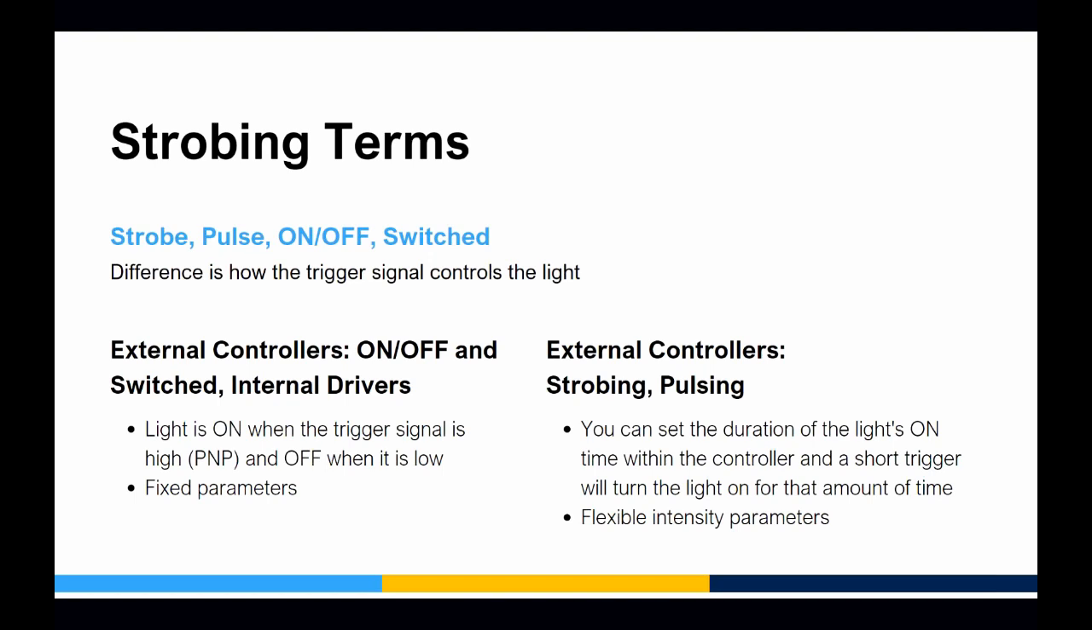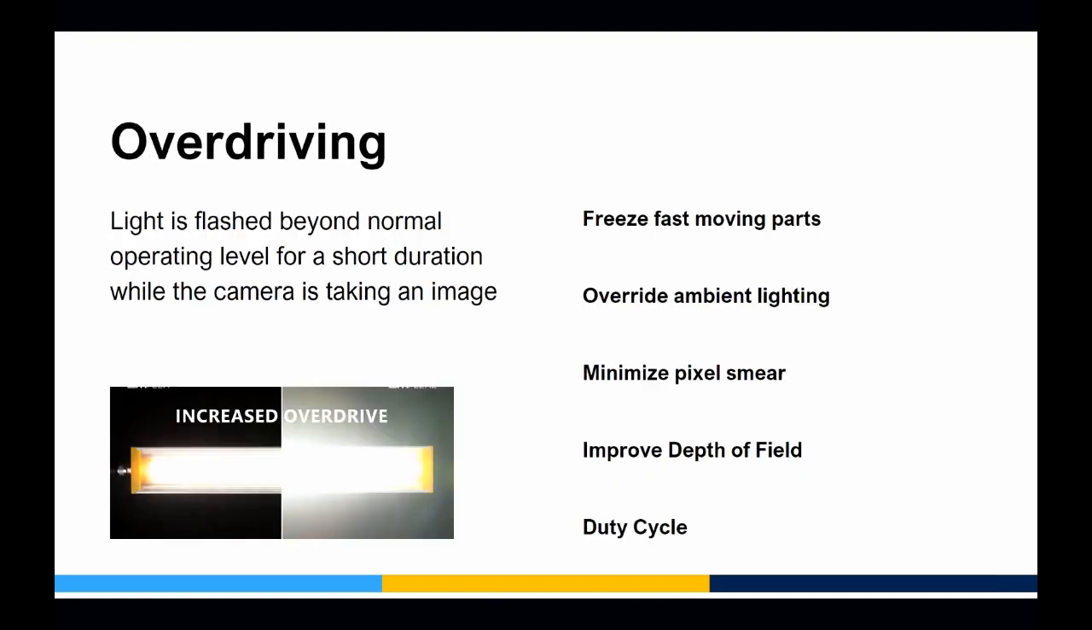So this isn't really going to come up for the rest of the presentation, but when you're looking at products at CCS or even products from other companies, they're going to use different terms. And the difference is just how you power the strobe, whether it's related to the height of the trigger signal, high or low, or if it's something that you can set in the controller and set a fixed time. So moving on to overdriving, this is where we're actually taking the light and flashing it beyond its normal operating level, but for a much shorter amount of time, and we're allowing rest in between.